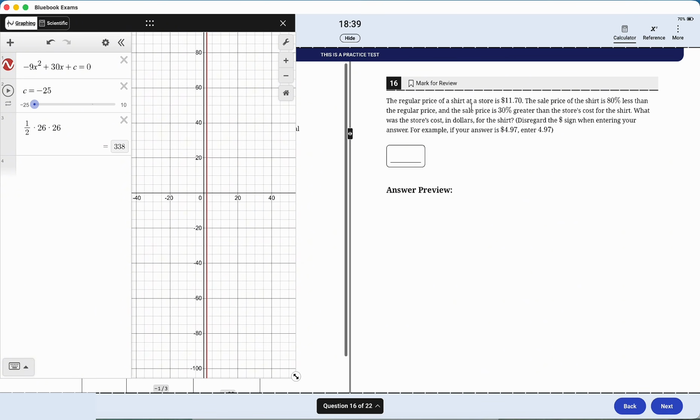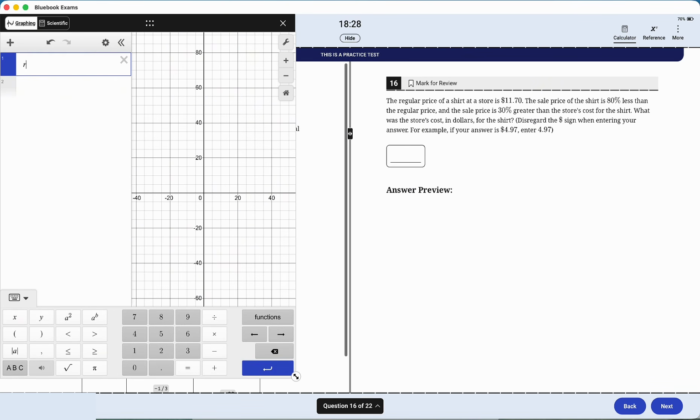This is a much more common thing, right? You got things with percents, right? We saw this in module 1 where it was a basic one. We just translated into an equation, got our answer. This multi-step, right? They tell you regular price of a shirt is $11.70, right? So read this one sentence at a time and put your equations together, right? Regular price, I know regular price.